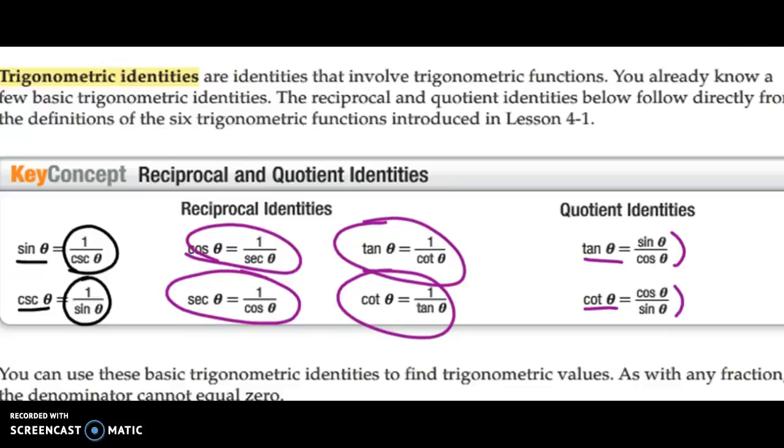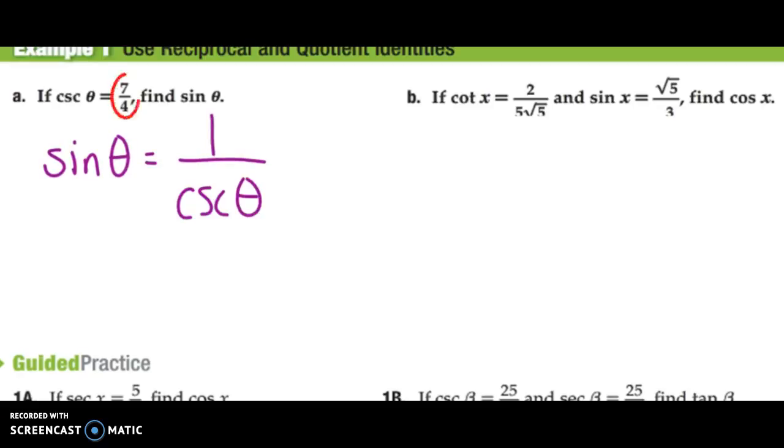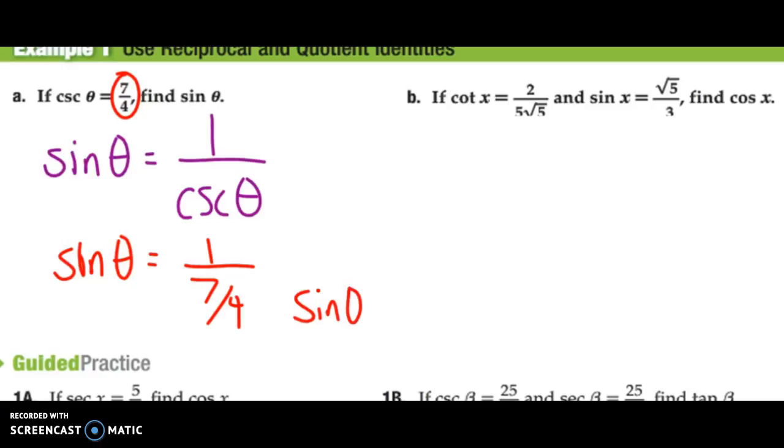Now you can use these to find some trig values, which we'll look at now. First example, A, says if cosecant of theta is 7 over 4, find sine of theta. Well, we know sine of theta is just 1 over cosecant of theta. Since cosecant of theta is 7 over 4, I'm just going to plug in 7 over 4. So sine of theta is 1 over 7 over 4, which reduces to 4/7. So sine of theta is equal to 4/7. Easy enough, right? Just the reciprocal.